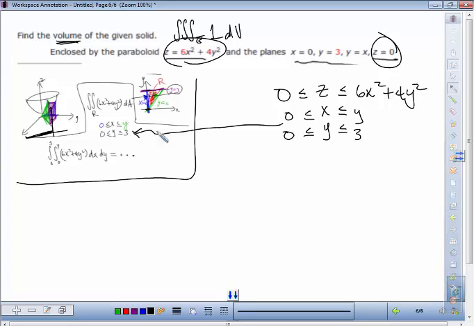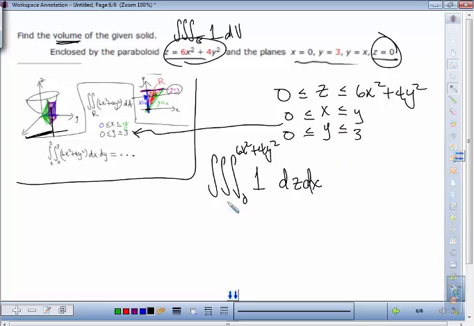But now what I have set up is a triple integral. And what does my triple integral look like? It's the integral of 1 dz, integrating z from 0 to 6x squared plus 4y squared. And then I'll integrate with respect to x. x goes from 0 to y, and then I'll integrate with respect to y from 0 to 3. So now I've just used a triple integral to find the volume.